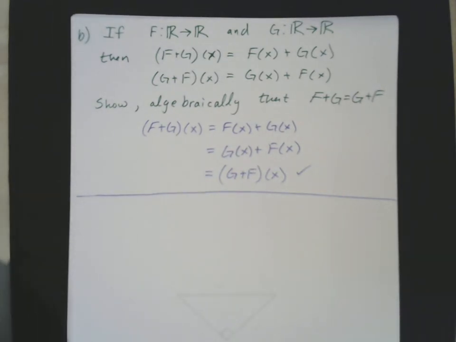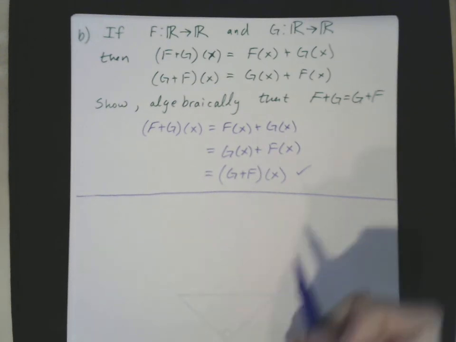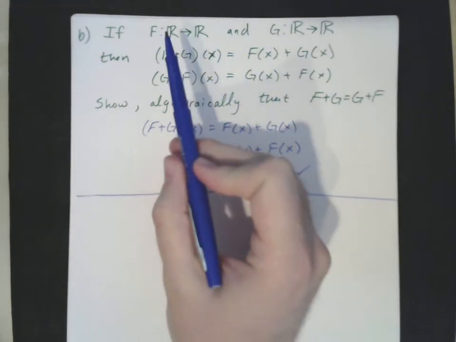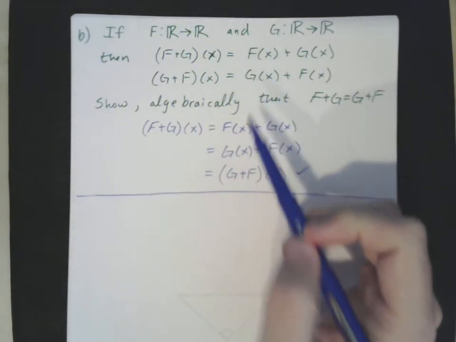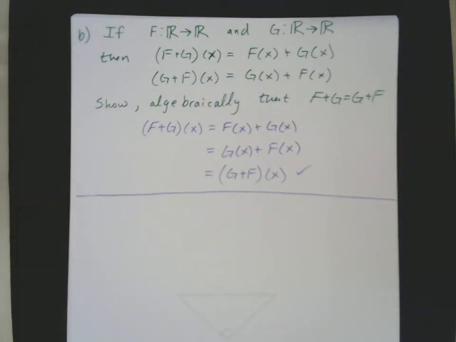Notice we didn't actually need to know what the functions were. So this is kind of the level that we want to be thinking about: can we prove things without relying on the function rule as much as we normally do?